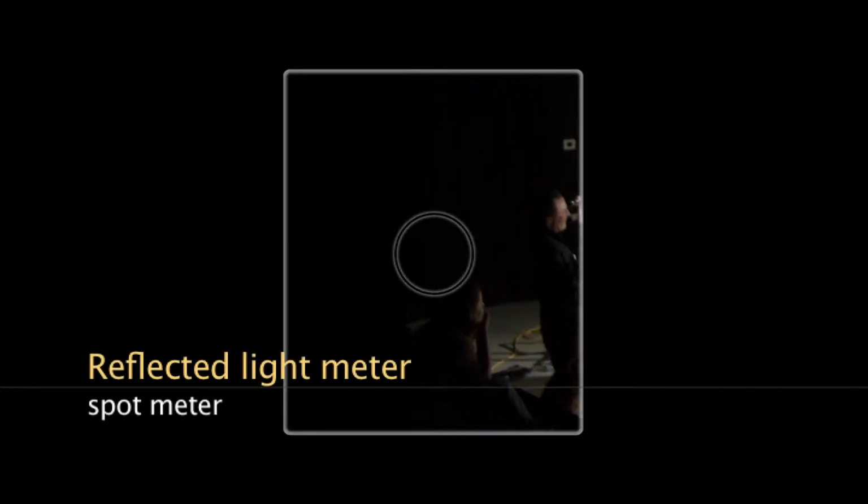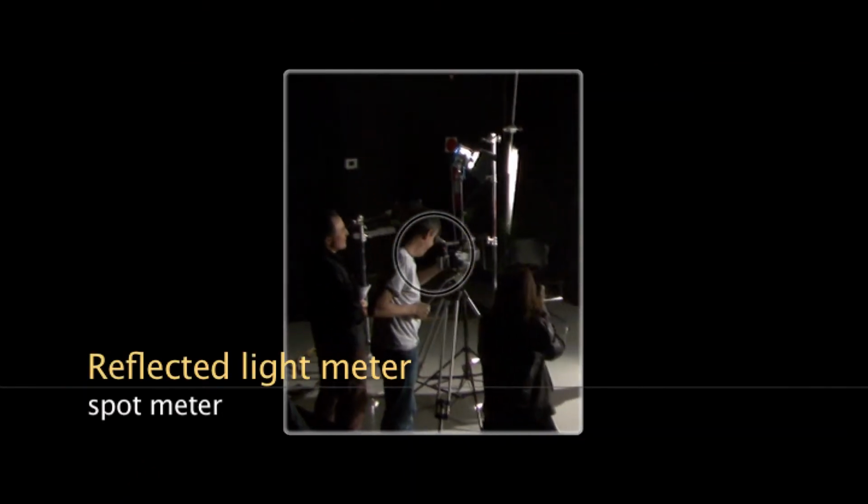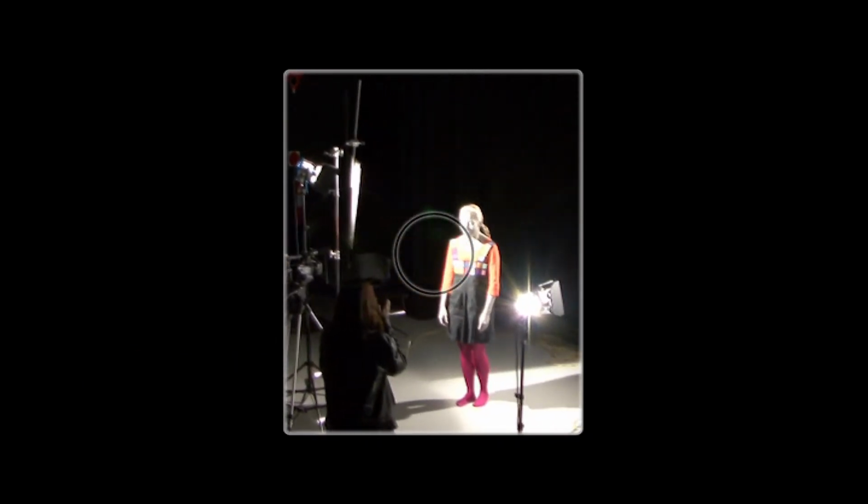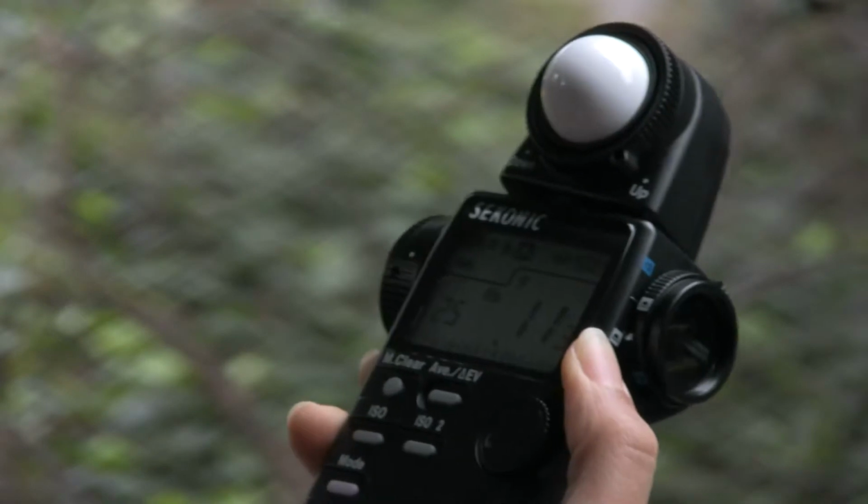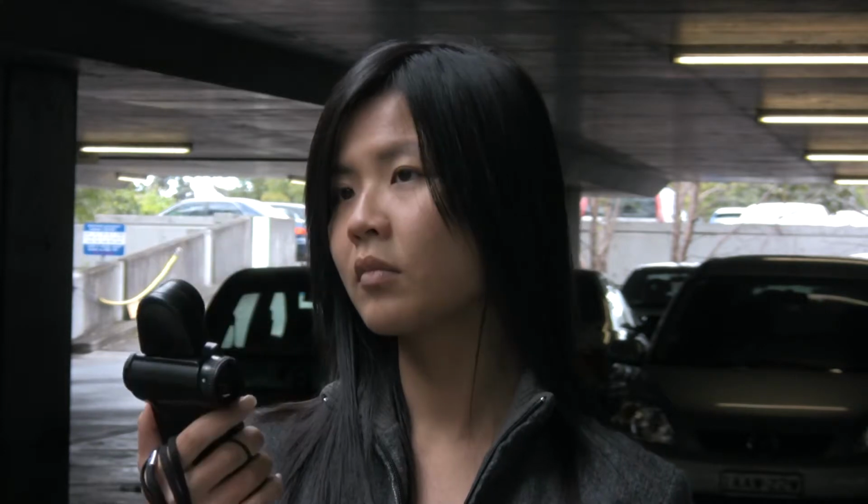The reflected meter, or a particular kind of reflected meter, a spot meter, which has a very narrow angle of reading, is useful in finding out how the set is responding to the light that you've put on it. So often a scene will be broadly lit with an incident meter, and then after that the cinematographer will get out their spot meter and start taking individual readings of individual surfaces, of shadow areas, of dark areas.